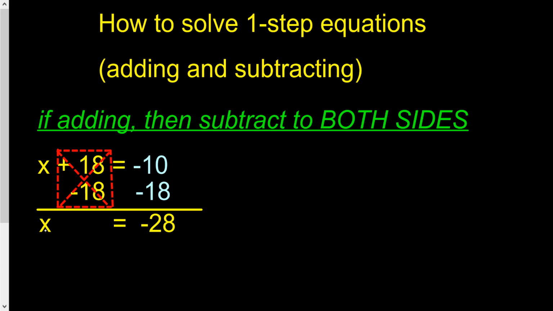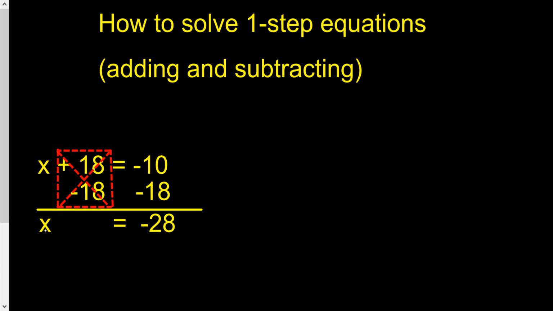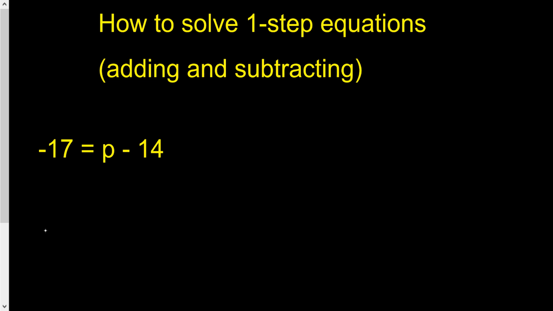That is your answer. What does the answer do for an equation? Well, you could plug that back into the x, and it would actually make the equation true. Negative 28 plus 18 would actually be negative 10, and so that's how we know it's the right answer. So let's take a look at this one real quick.